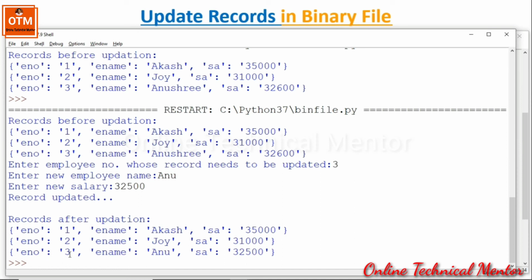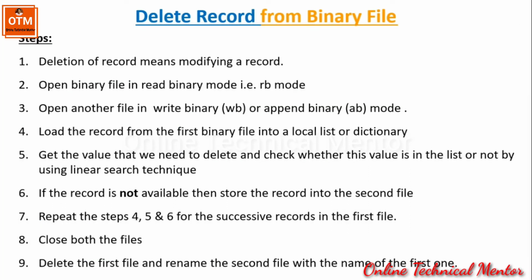Look at the last record: ENO 3, ename Anu, and salary becomes 32,500. That's all. Next, delete record from a binary file.